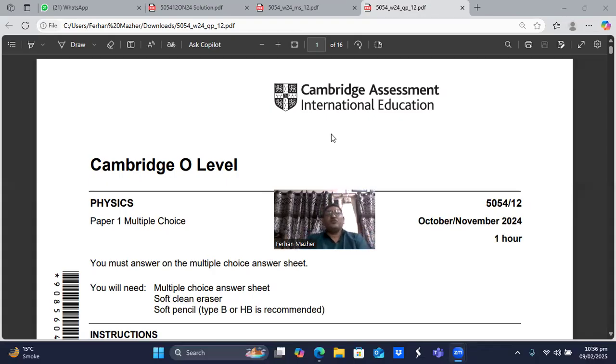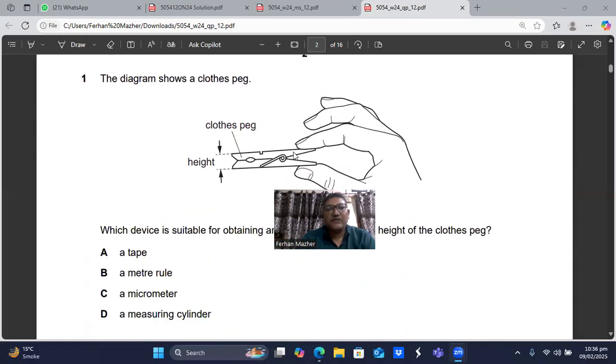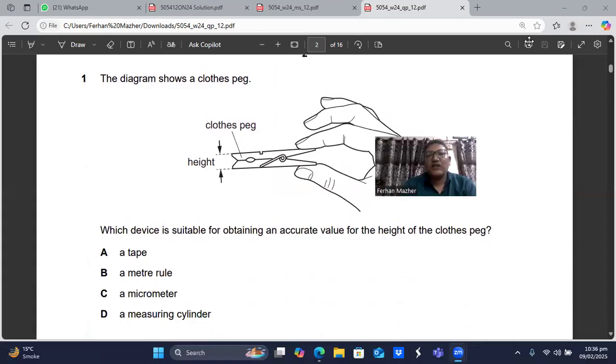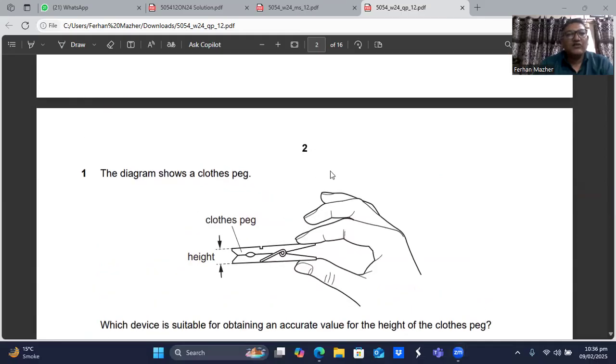The time allowed for this paper is 1 hour. This paper is multiple choice questions. It has 40 questions and we have to answer them. So question number 1 is coming up on your screen. And here we go. Question number 1 is on your screen.